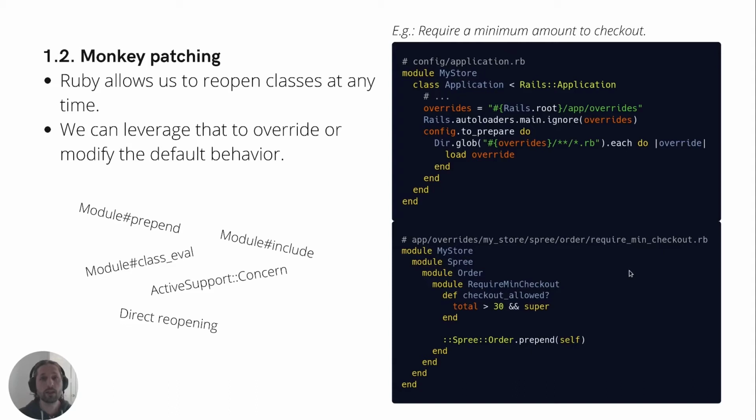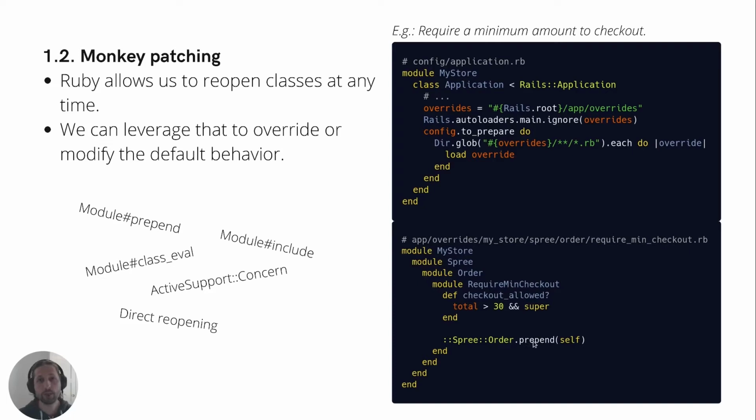However, not every piece of the business logic is encapsulated. In those cases, Ruby's metaprogramming powers come to the rescue. For instance, imagine we want to force a minimum of $30 to proceed with the checkout. We have no other option but to override the checkout allowed method on the order model.